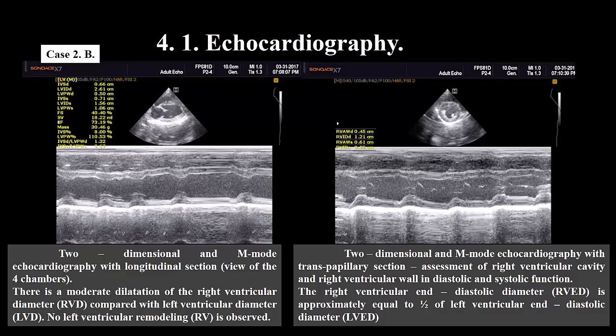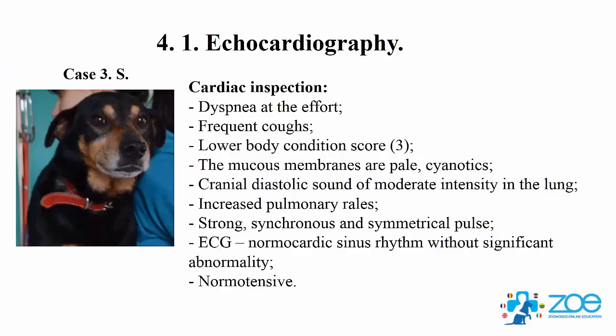Two-dimensional and M-mode echocardiography with transpapillary section, assessment of right ventricular cavity and right ventricular wall in diastolic and systolic function. The right ventricular end-diastolic diameter is approximately equal to 1/2 of the left ventricular end-diastolic diameter.